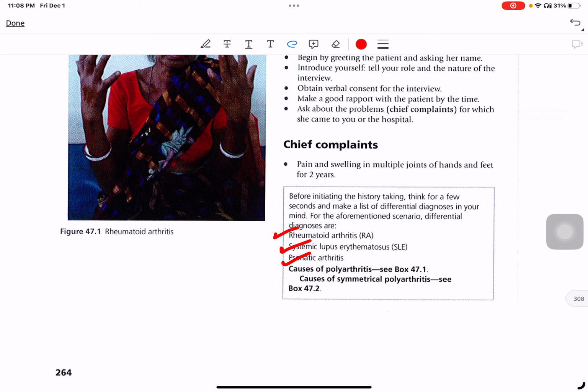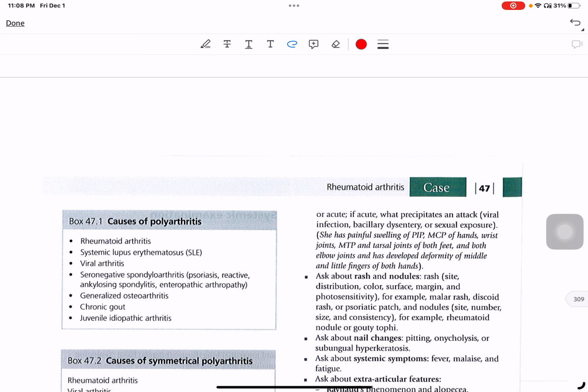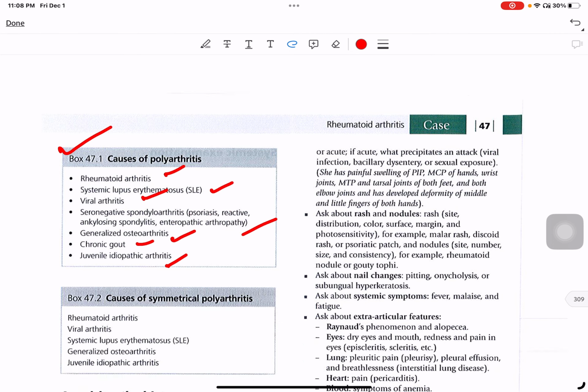So in the history we should take relevant information for the provisional diagnosis, and for the differential diagnosis to be excluded. When a patient presents with polyarthritis, we should bear in mind some causes. The common causes of polyarthritis are rheumatoid arthritis, systemic lupus erythematosus, viral arthritis, seronegative arthritis like psoriasis, reactive, ankylosing spondylitis, enteropathic arthropathy, generalized osteoarthritis, chronic gout, juvenile idiopathic arthritis. So these are the causes of chronic polyarthritis.